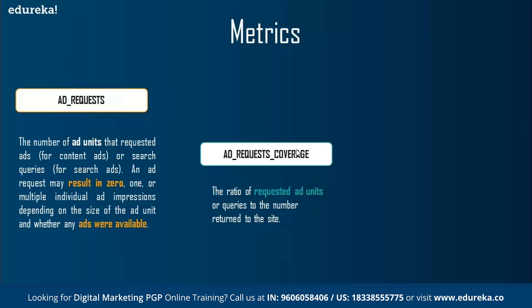Next point is ad request coverage. Coverage is the percentage of ad requests that returned at least one ad. Generally speaking, coverage can help you identify sites where AdSense is not able to provide targeted ads. The formula for coverage is ad requests that return ads divided by total ad requests, times 100. So in the previous example, if out of the three slots only one slot displayed an ad, this is 1 divided by 3 into 100. If two ads are shown on that page out of three slots, it is 66.67%.